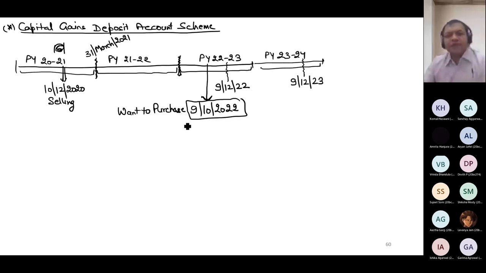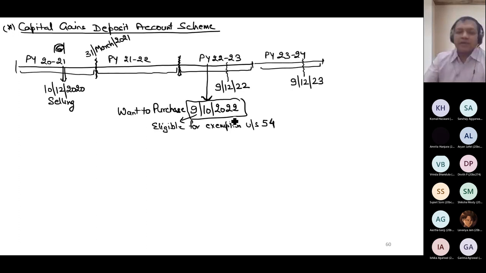Just tell me, if I want to purchase the house on this date, am I eligible for exemption or not? Am I eligible for exemption under section 54? If the purchase takes place on that date, yes. Yeah, of course. Purchase will take place on that date.